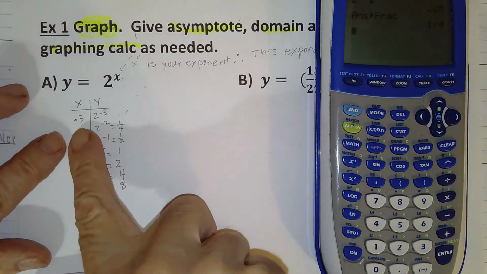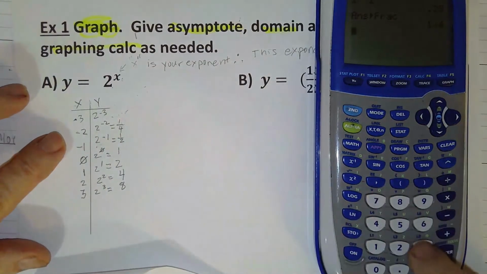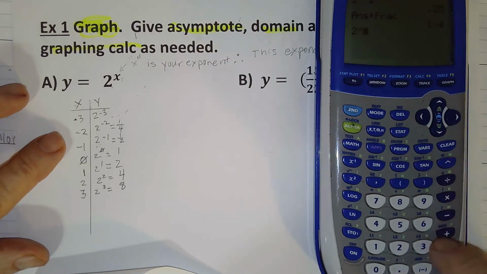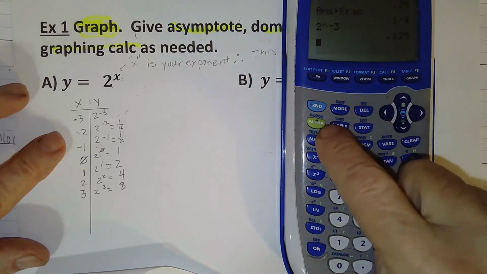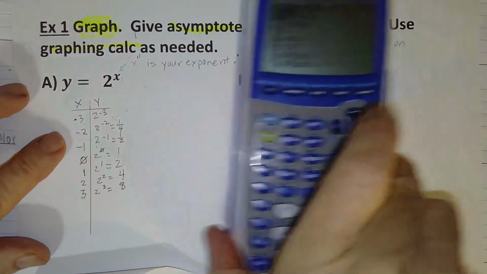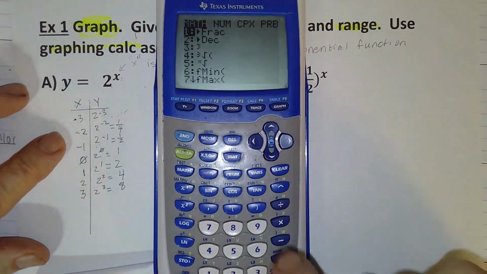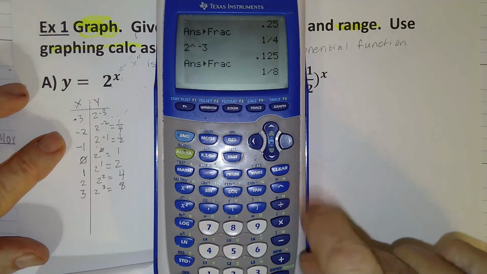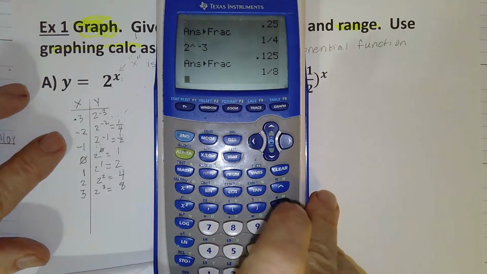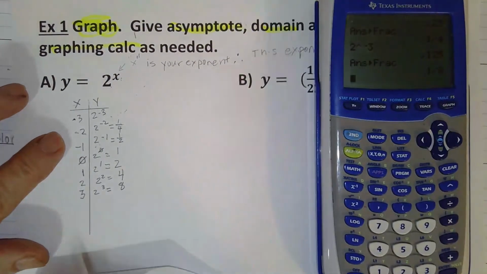Now, negative 3. So 2 to the negative 3, because our x is the negative exponent. So 2 caret negative 3 is, again, 0.125. Let's frac that. So we click the math button, and we hit enter on frac, and we hit it again, and we get 1/8. Okay?